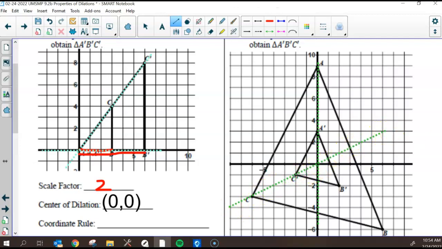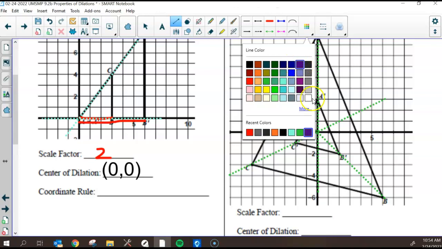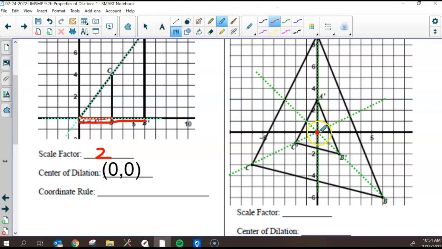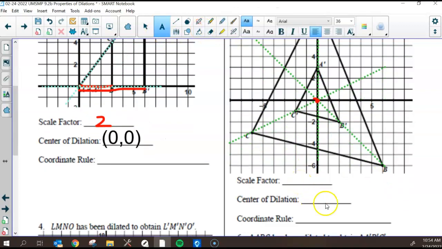I'm starting to see some lines intersecting, right? Line up B and B prime. Where do all 3 of those lines intersect? That is your center of dilation. So, center of dilation is, just like before, 0, 0.